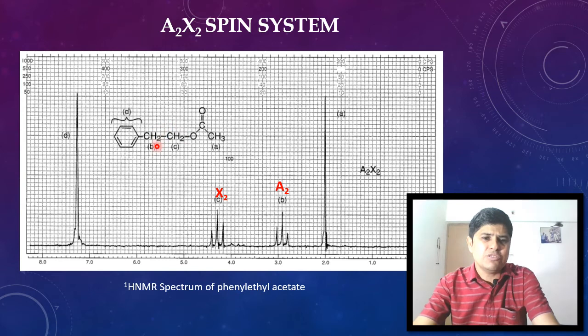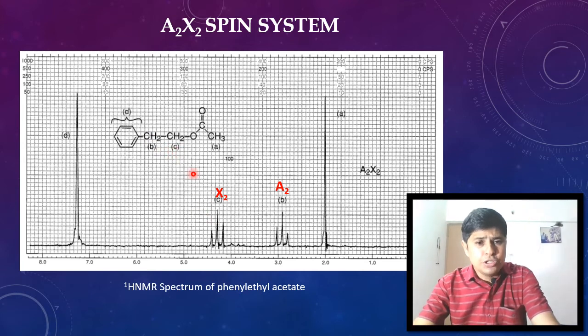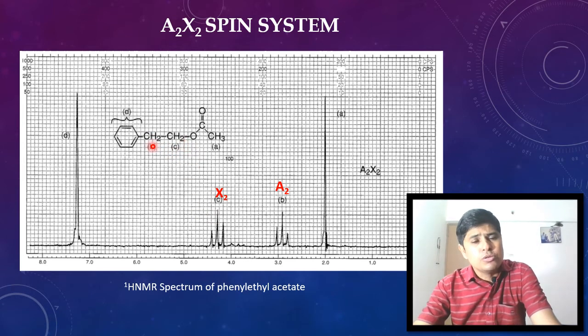One CH2 is near the phenyl ring, and the second CH2 is near this electronegative oxygen atom. Obviously the CH2 which is near the electronegative oxygen atom will be most deshielded, and the CH2 which is near the phenyl ring will be shielded. So this CH2 should give a triplet, and this CH2 should also give a triplet with respect to each other. Here we are getting a clear triplet, and this is also a clear triplet.